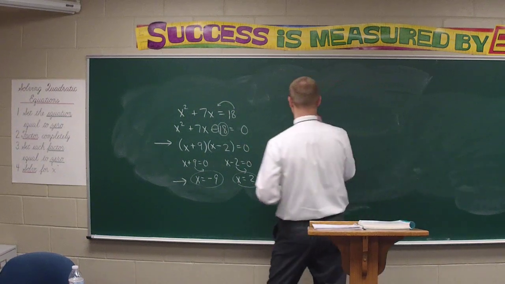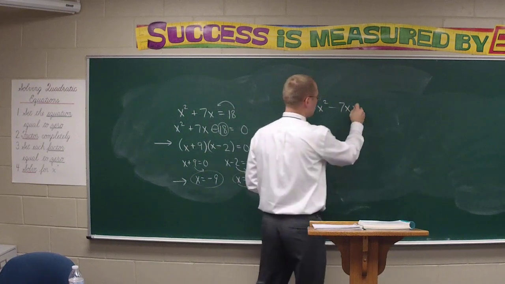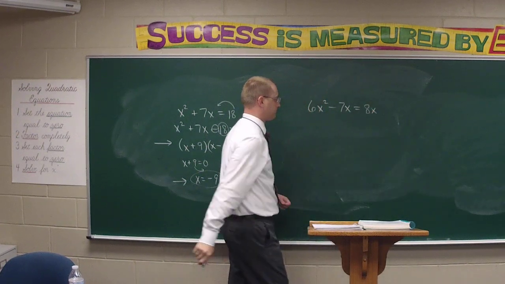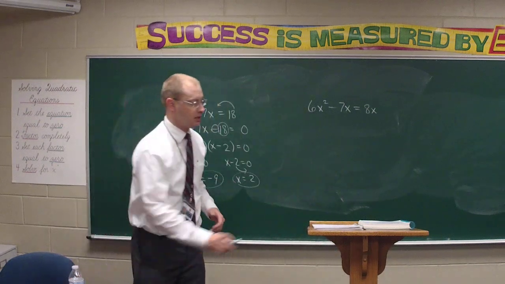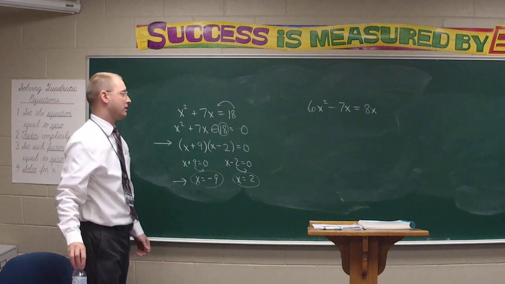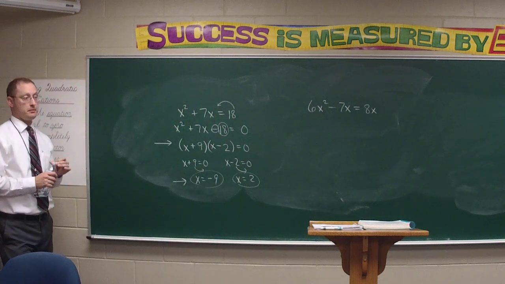Write this down if you would, please. 6x squared minus 7x is equal to 8x. Is this complete or is it incomplete, class?